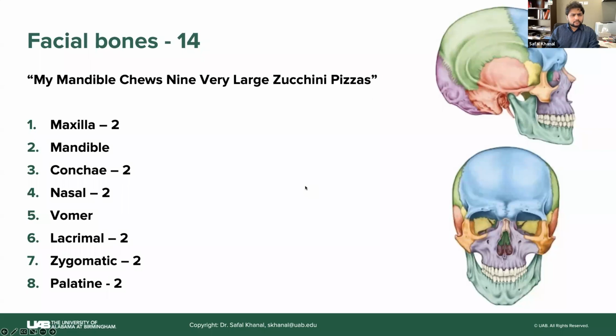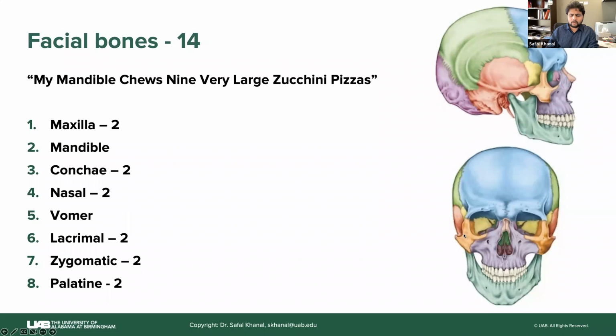Now, coming to the facial bones, you can remember these by the mnemonic: my mandible chews 9 very large zucchini pieces. An important point to remember here is the paired bones: maxilla, and then there you have your inferior nasal concha. There's a nasal bone on either side of the nose bridge, and there is a lacrimal bone just near the nose bridge as well. So these are paired.